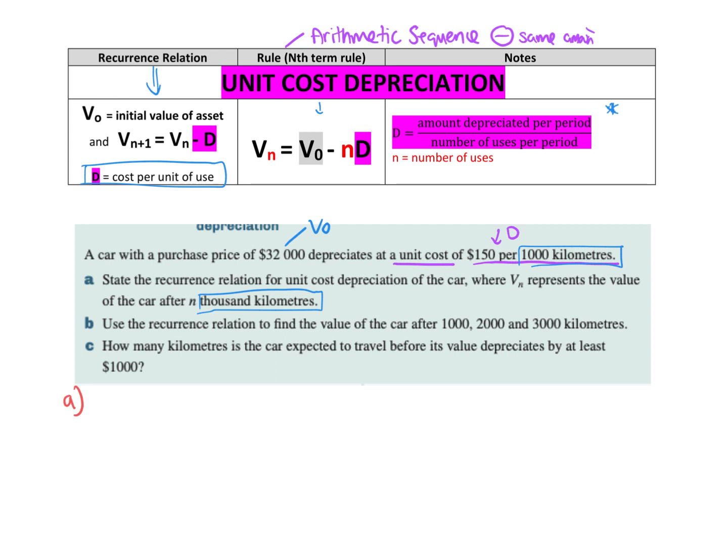So you just do it the same. So let's have a look. We've got to write a recurrence relation. So when we write a recurrence relation, we write the V0, which was 32,000. And then we've got to write the Vn+1 rule.